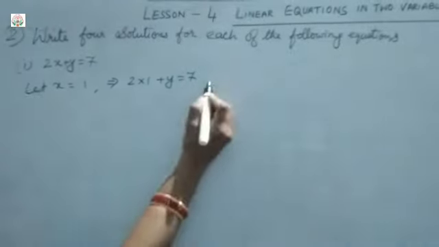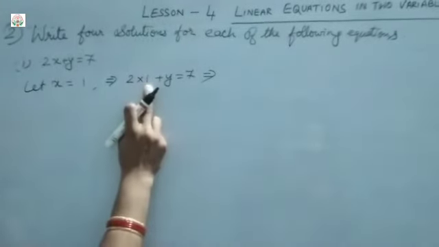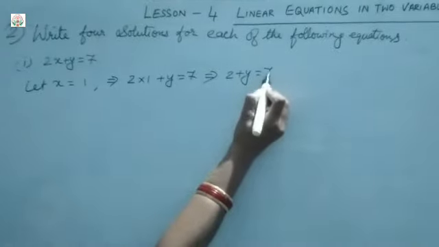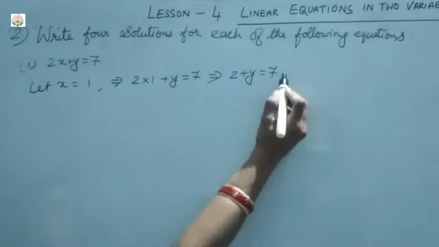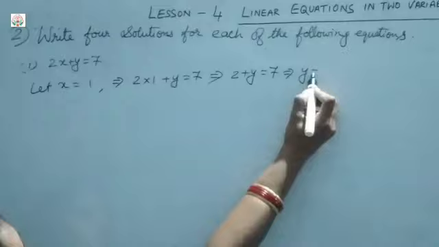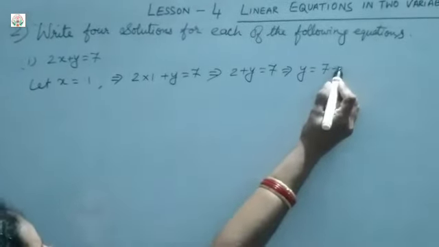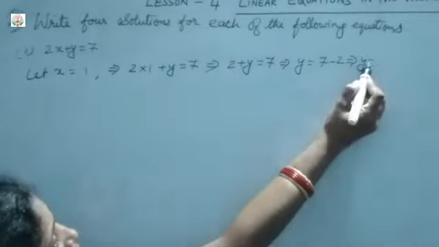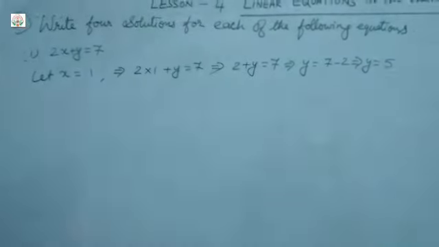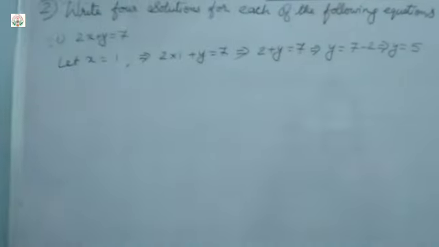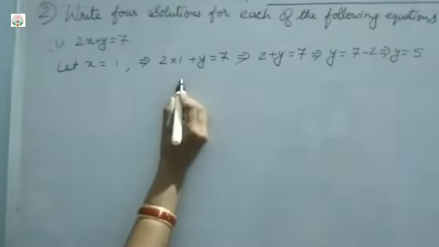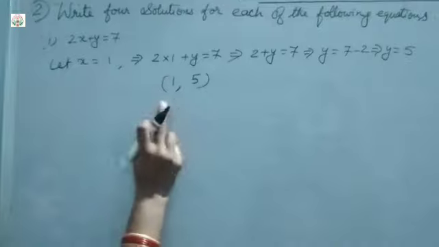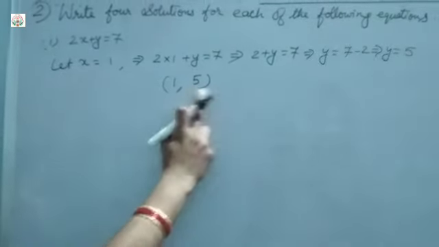Now, 2 into 1 will be 2. 2 plus y equals 7. This implies y equals what? 7 minus 2, transposing, implies y equals 5. So what is our solution now? That is, x value is 1 and y value is 5. When x is 1, y we got is 5.